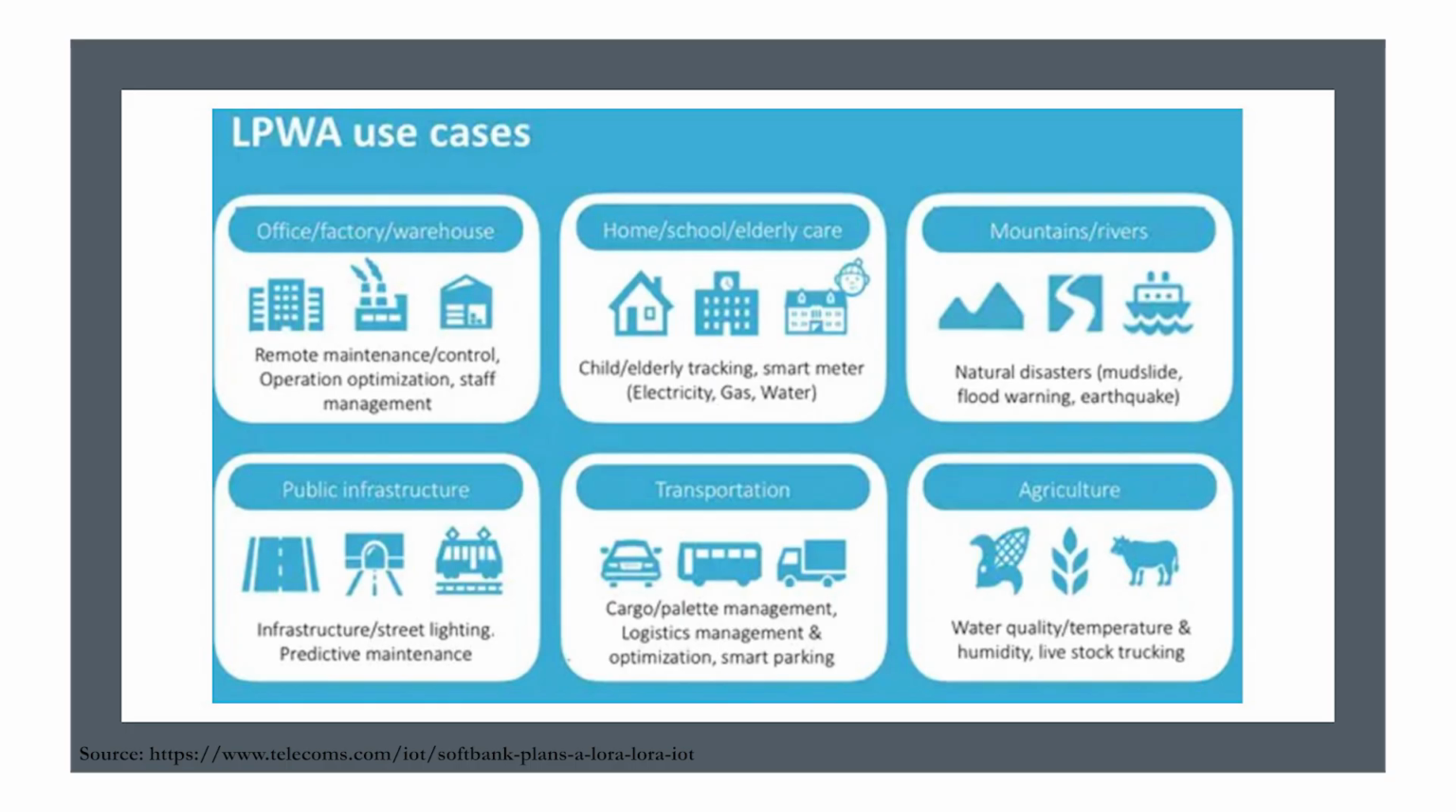Again, you can use them in monitoring and managing natural disasters, especially in mountainous regions with rivers, where there might be mudslides. You can issue flood warnings, tsunami warnings, earthquake warnings, etc. So, in the local area, using these low power networking technologies, you can do a lot using IoT. They are also useful in public infrastructure, for street lighting and predictive maintenance within your factory.